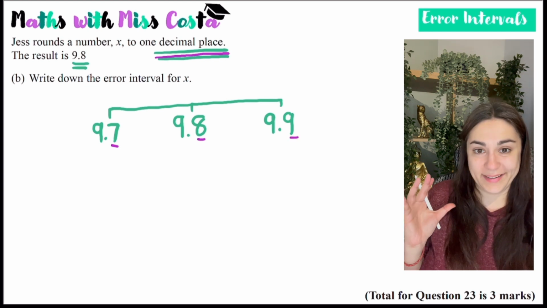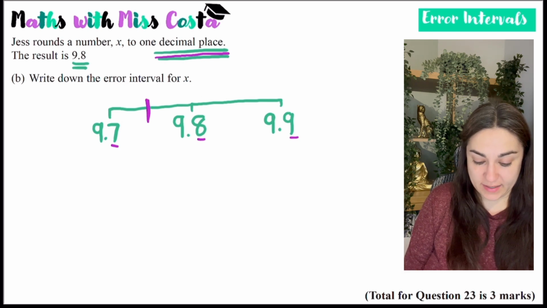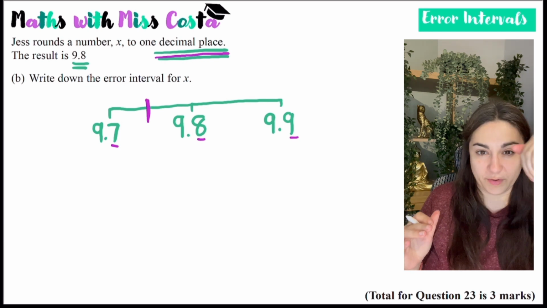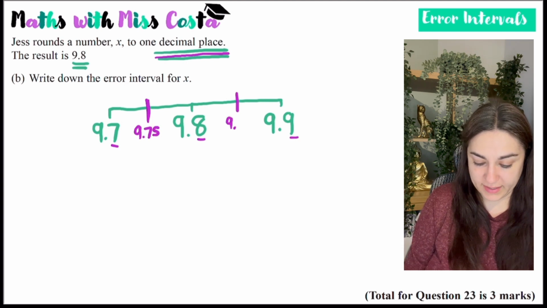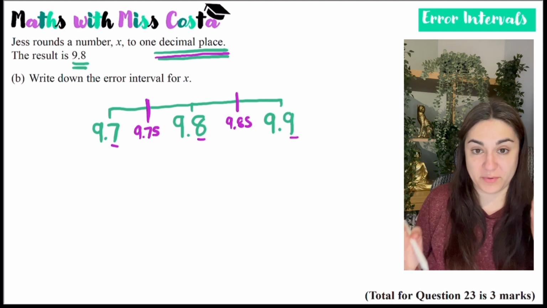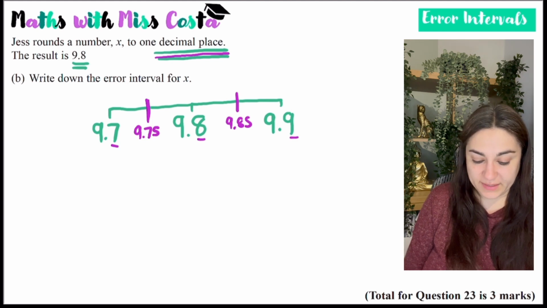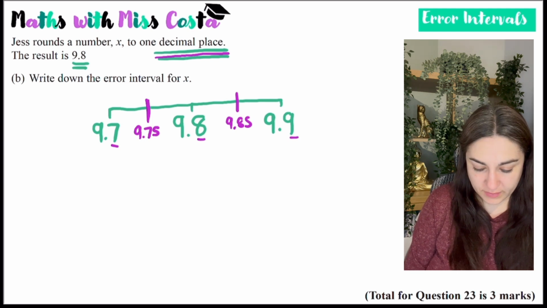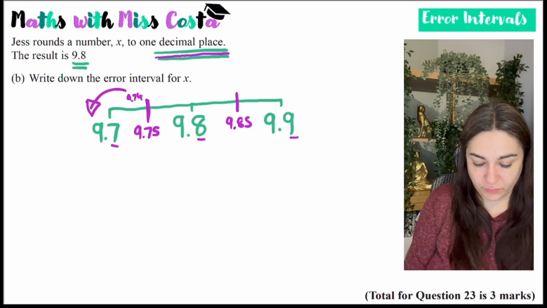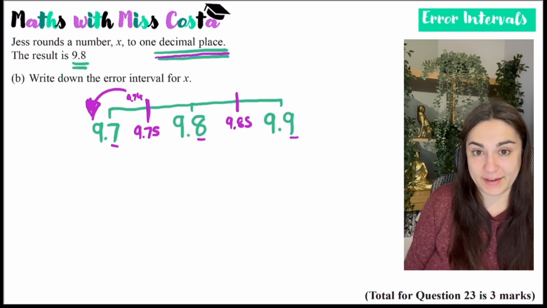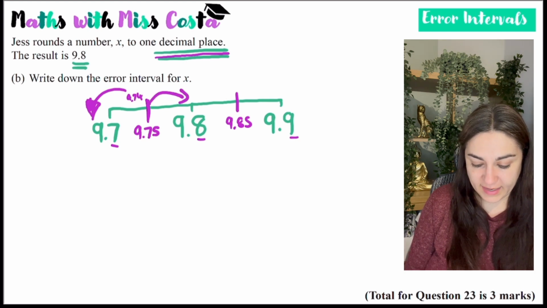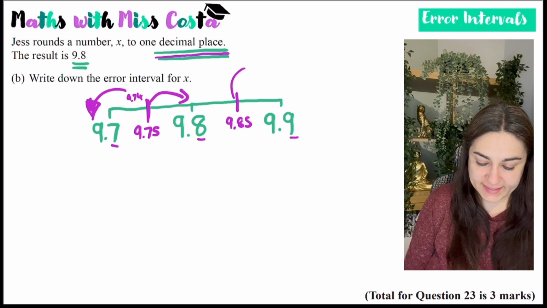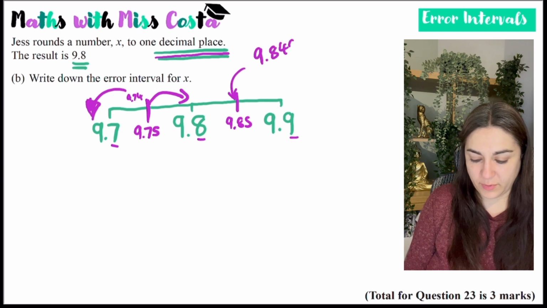So what is the minimum number that it could be before it would have rounded down to 9.7? So 9.75 is the midway point, and 9.85 is the midway point between my two decimals. And if it was 9.74, for example, it would round down to 9.7. So 9.75 is the lowest value it could be in order to round to 9.8. And similarly, the highest technical value it could be would be 9.8499 going on until infinity.